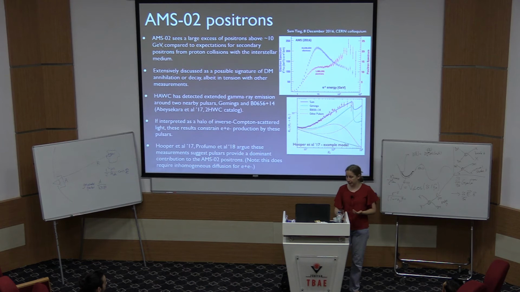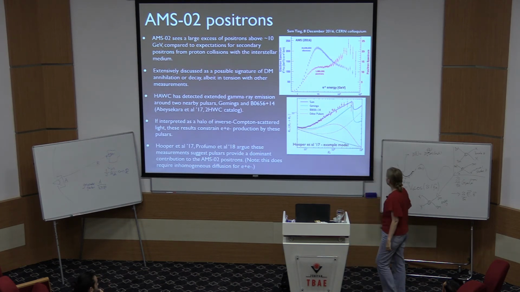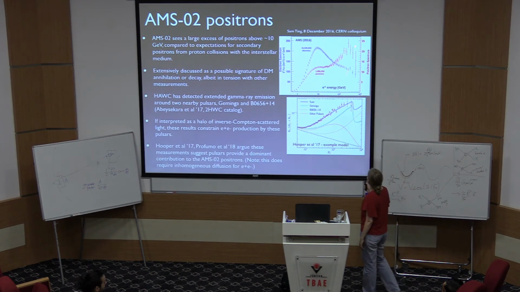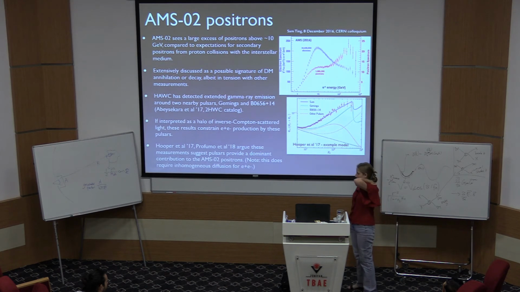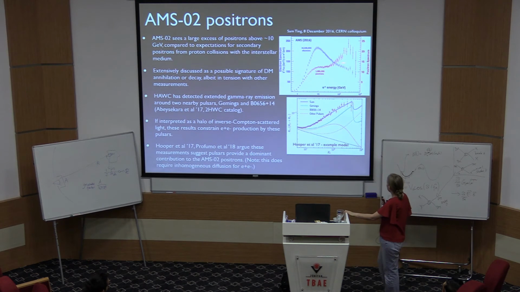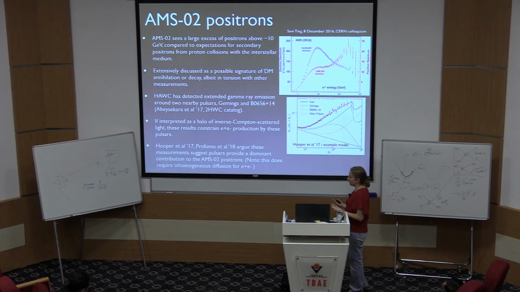There's also, I'd mentioned the AMS-02 antiprotons earlier. AMS-02 also sees a pretty large flux of high energy positrons. This is not really expected from secondary production. We expect positrons to come from protons hitting the gas and making positrons, so we would expect those positrons to typically be lower energy. So this seems to indicate that there's some primary source of positrons that don't come from protons hitting the gas.